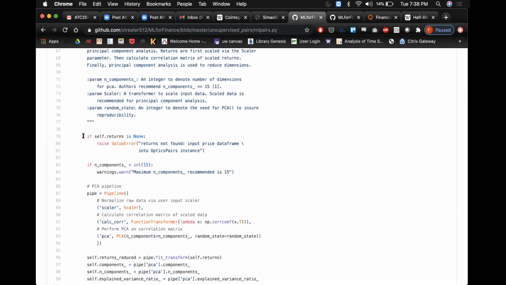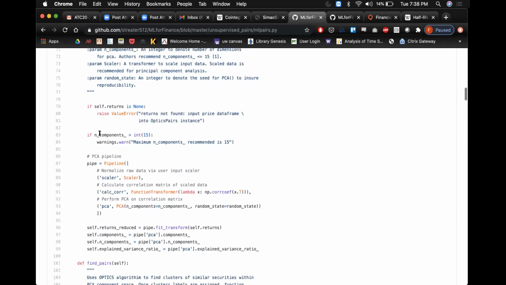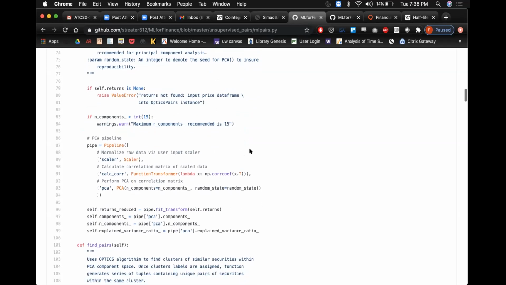So here we run a couple checks just to make sure that you have in fact calculated the returns. And this little line right here throws up a warning to the user that you can use more than 15 dimensions for the PCA, but the authors recommend using less than 15. This pipeline is a pretty cool feature of sklearn, where you can essentially take an input and then run it through all sorts of different calculations, all in one motion, in order to output another item.